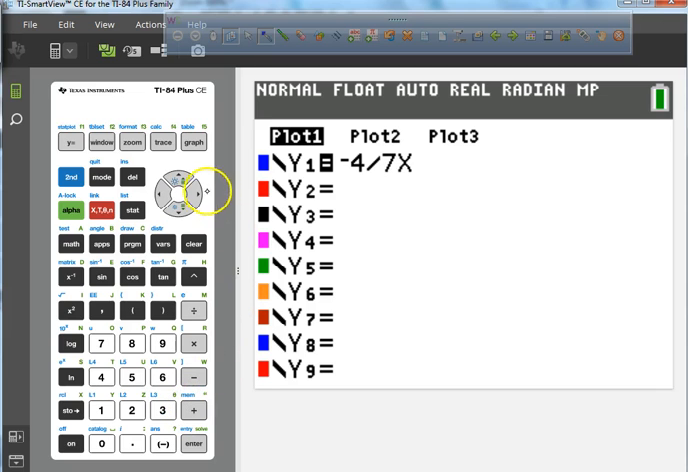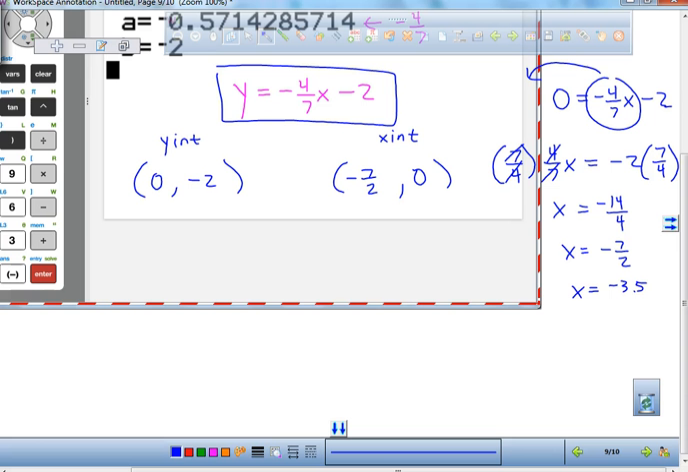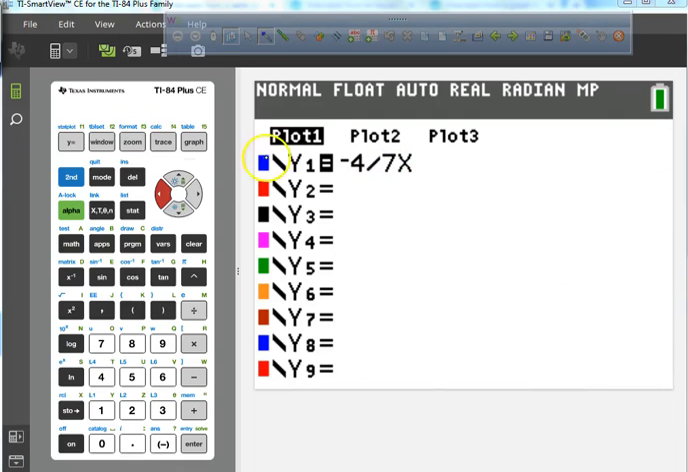Or is it 4/7? Is it negative 4/7? Let me go back. Yep, negative here. All right, negative 4/7 x minus 2.